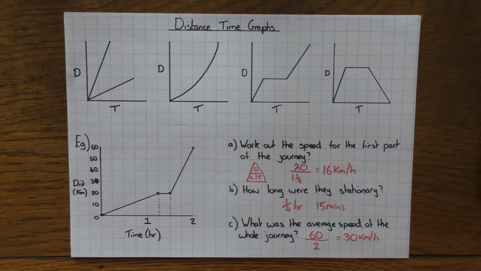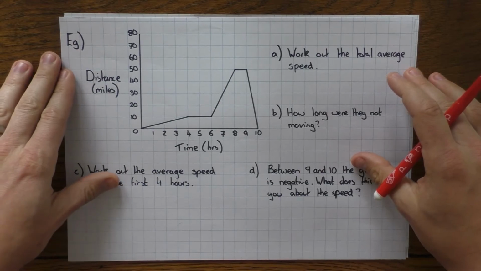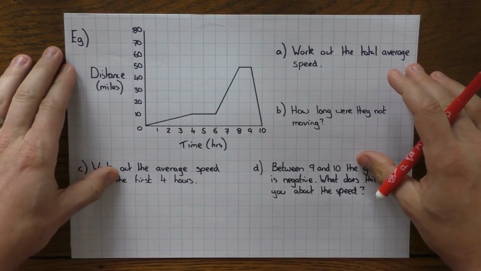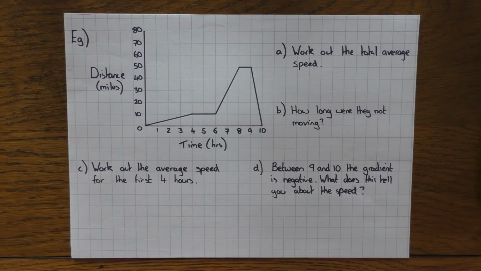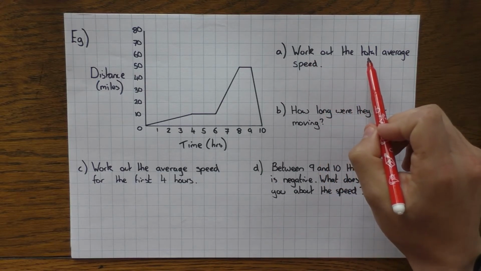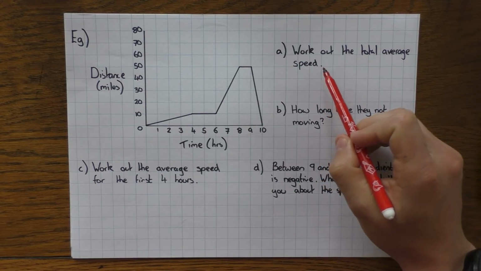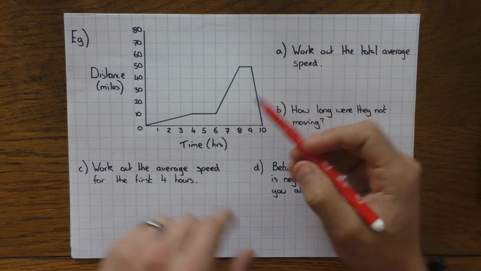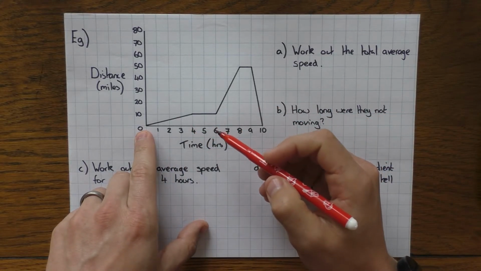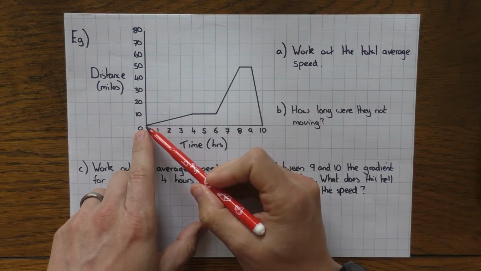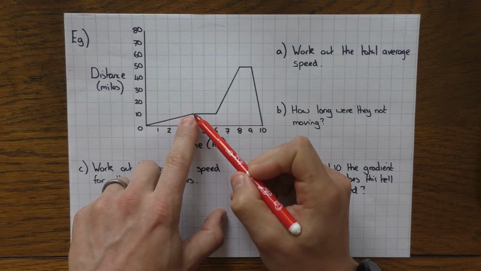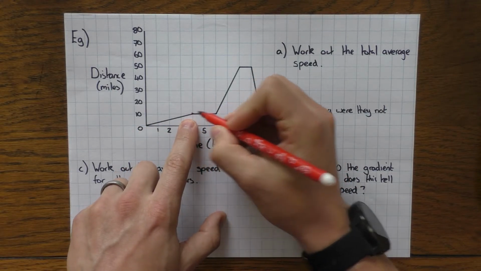Okay, so that's a very basic distance time one that you can expect to see. So let's have a look at another example, which I have here. So ever so slightly more complicated, but only just. Okay, let's have a look at these questions. Work out the total average speed. And this is where people will make mistakes, because they'll go, right, I need the distance, and they'll go, well, from 0 to 10 is 10. Lovely. Okay, for that point there.